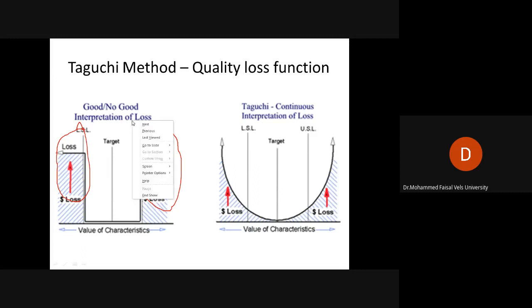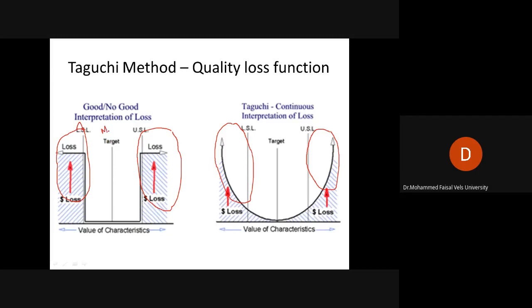When we talk about the Taguchi method, he tries to capture the losses over here. So many losses he captured. Here he captured the losses, where we have a U-shaped curve. This target is nothing but a mean, actually. This is the mean.